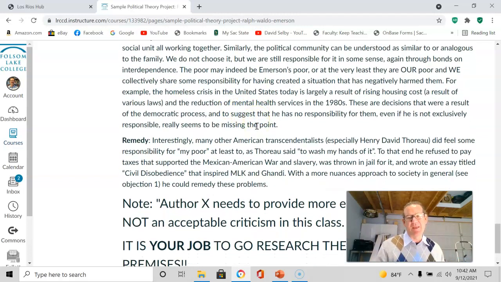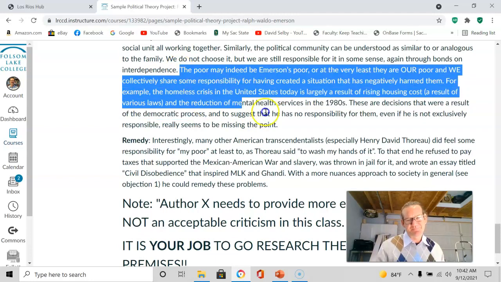The poor may indeed be Emerson's poor. Oh, let me put this here. The poor may indeed not be Emerson's poor. Excuse me, there should be a "not" there. But at the very least, they are our poor, and we collectively share some responsibility for having created a situation that negatively harmed them, right?